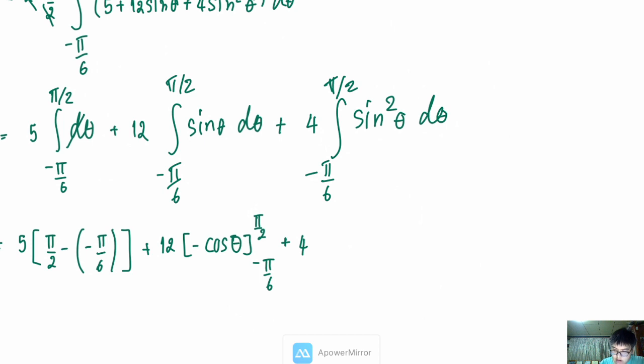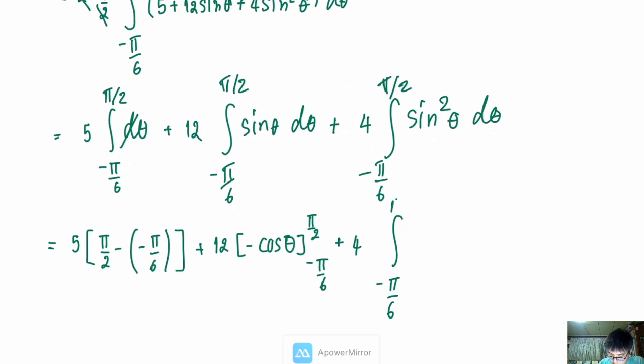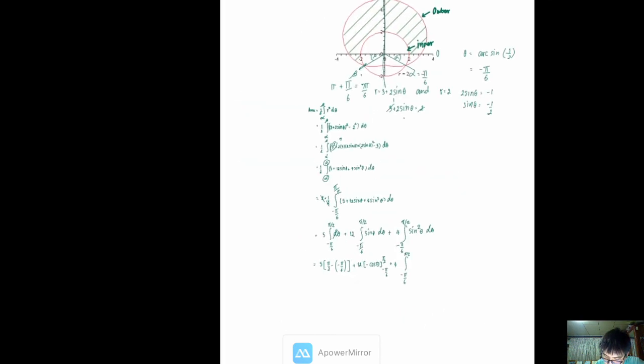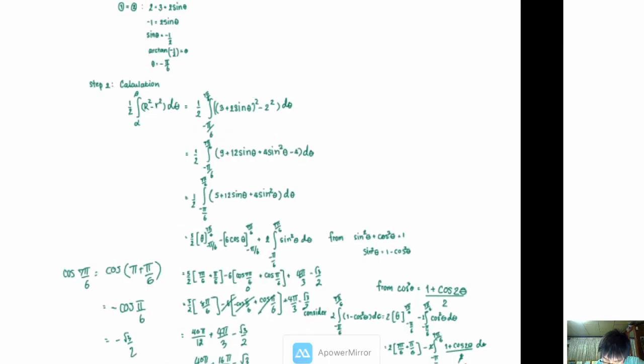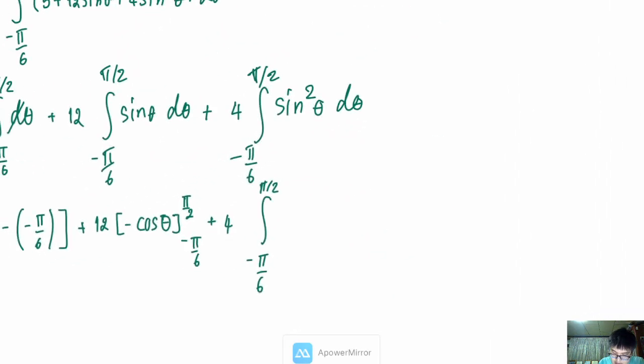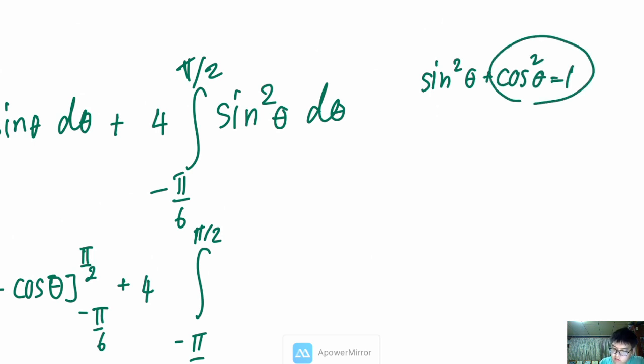Sine square. This is the solution that we need to write here, of pi over 6 and pi over 2. And then for sine square, we will find some solution. Sine square is a trigonometric identity, equal to 1. Then we will turn to this point.